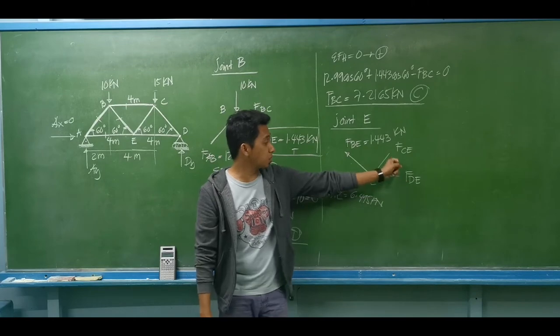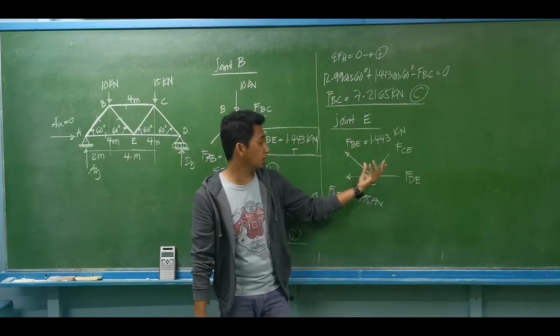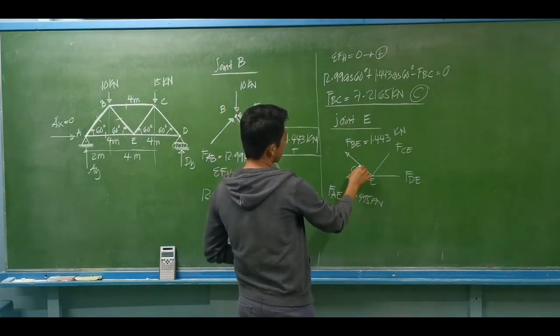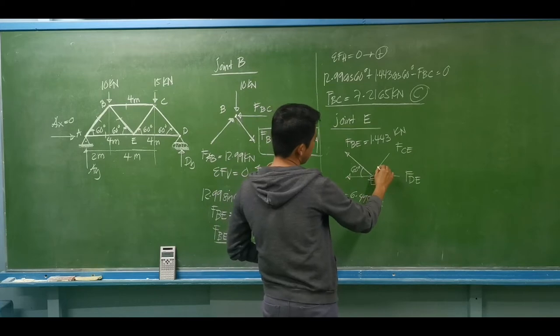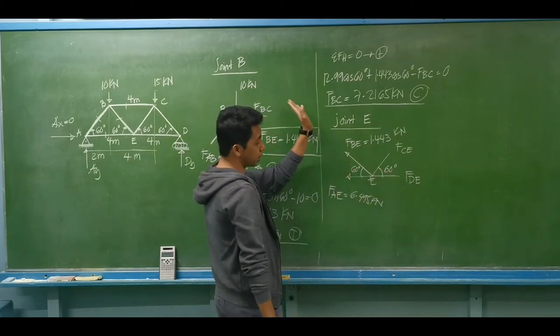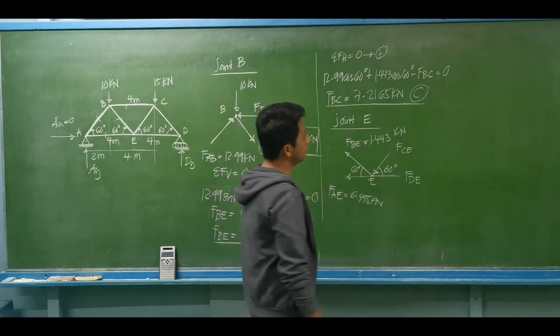Then we have member CE. So these two are purely horizontal, these two are inclined. But I think that is a bit obvious. This is 60 degrees, the same as 60 degrees. If this is upward to the left, I think this should be downward to be in equilibrium.